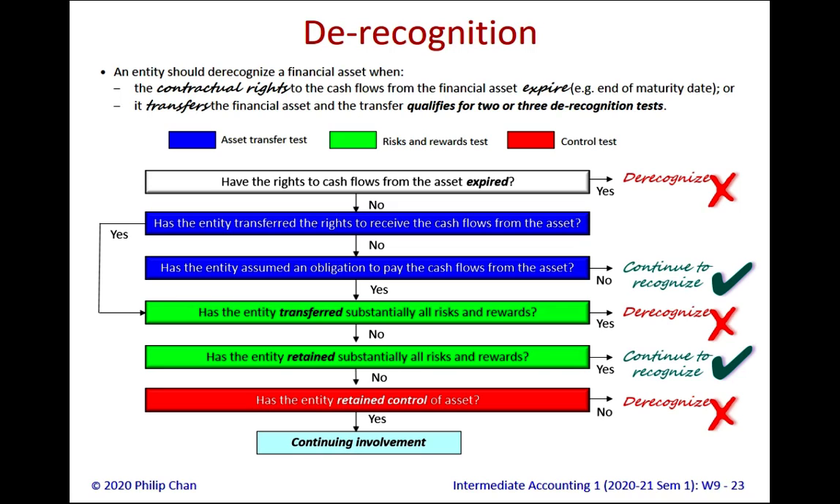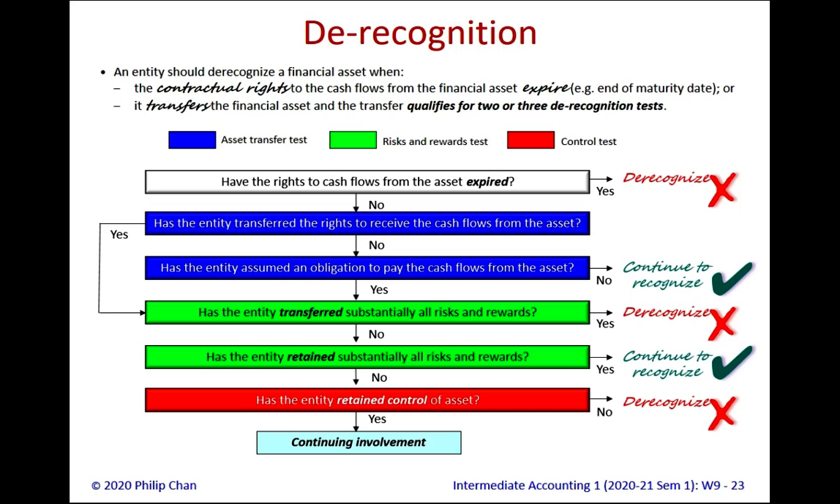Then you may have to consider continuing to recognize your financial asset, or you have to consider whether there is any transfer of the risks and rewards of that asset, or you have transferred it to the third party, the buyer. And finally, would you still control that asset after all, right? So we will talk about that in different parts. Let's start with the easy one.